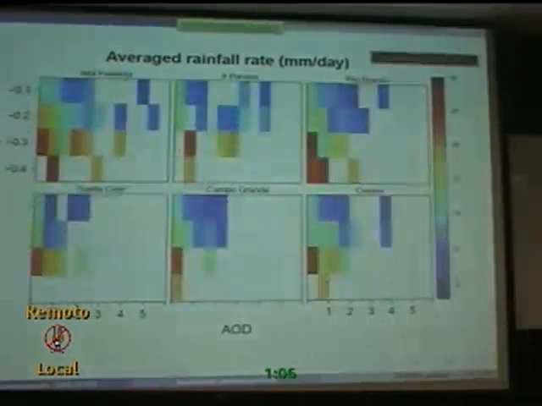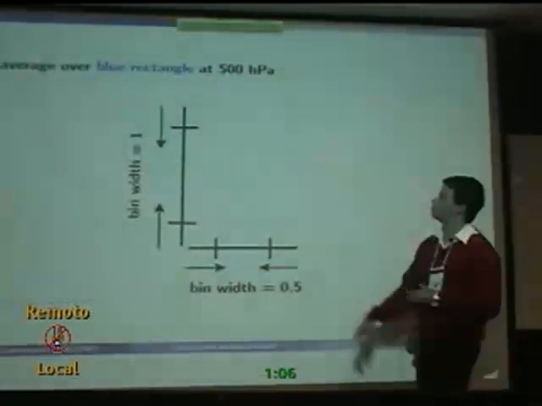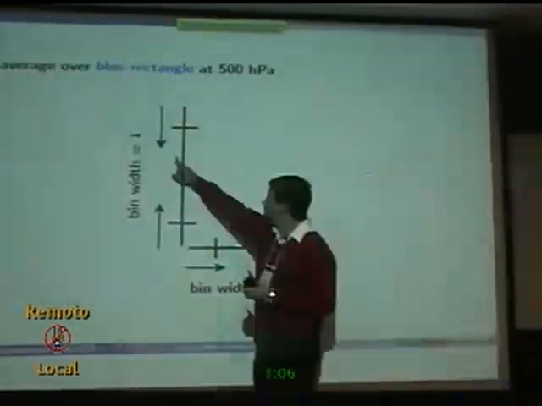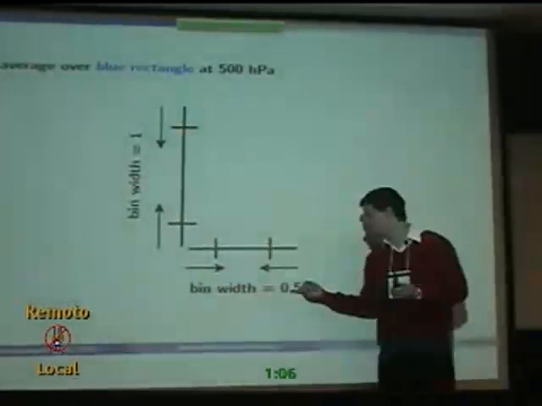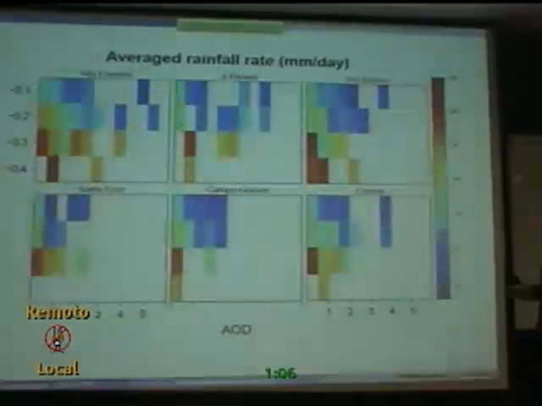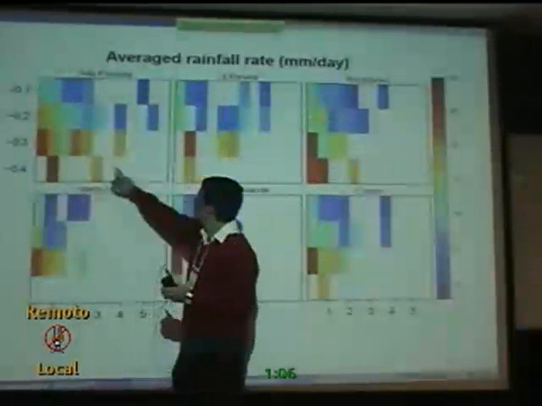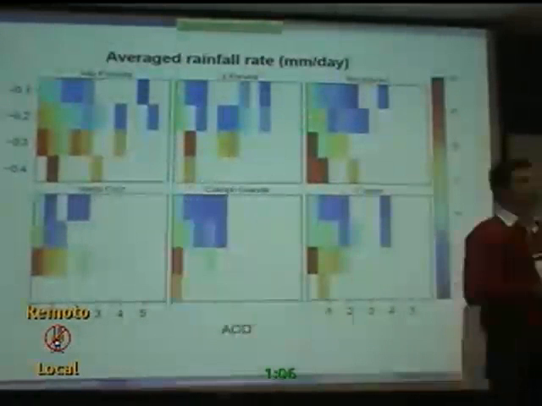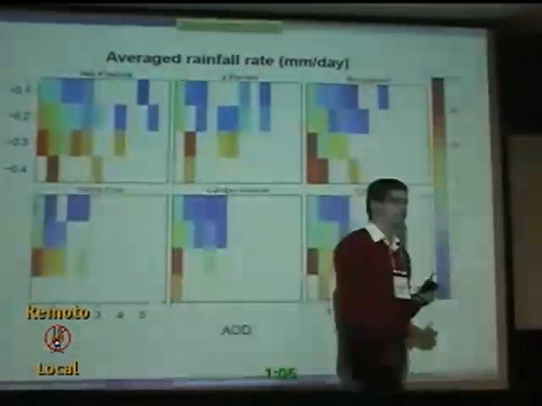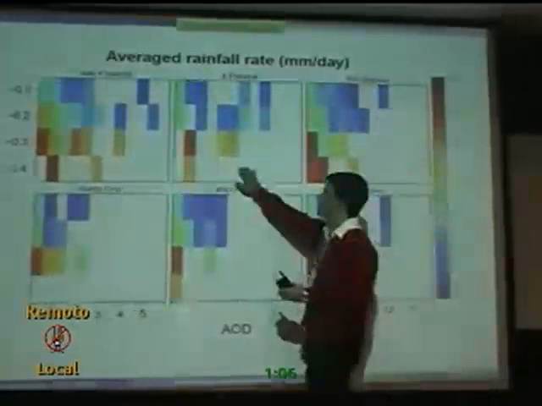So here is the same idea, but for omega. In this case, omega is averaged over the blue rectangle at 500 hectopascals. And the bin width for omega was 1, and for aerosol was 0.5. So we can see here that for low values of omega, we have a tendency for precipitation to decrease with increase of AOD for all stations. And for high values of omega, we can see this pattern.